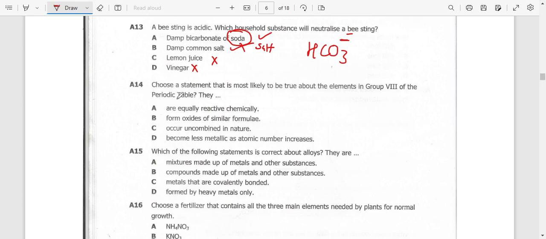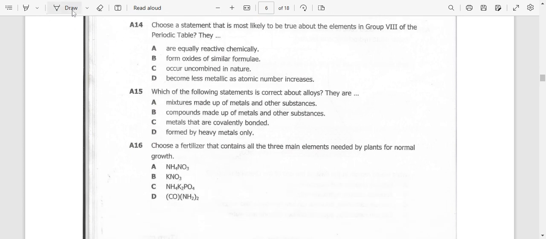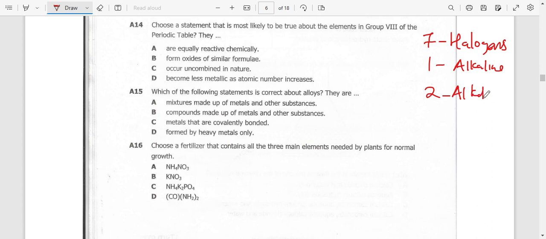Question 14. Choose a statement that is most likely to be true about the element in group 8. What group is this? Group number 8. What do we call group 8 elements? Noble gases or inert gases. What of group 7? Halogens. And then group 1, alkali metals. Group 2, alkaline earth metals.